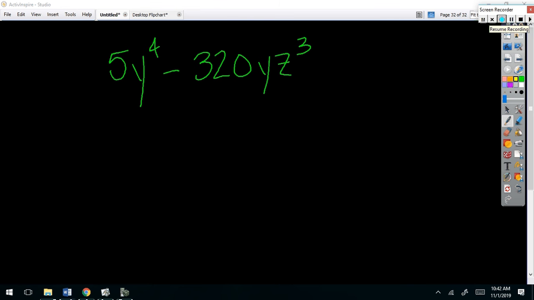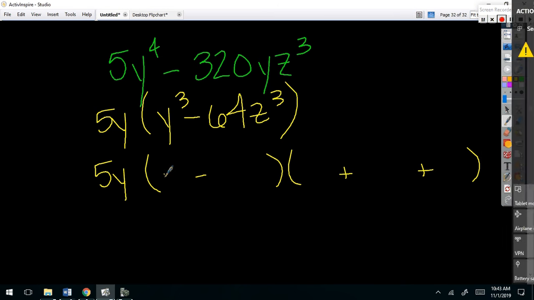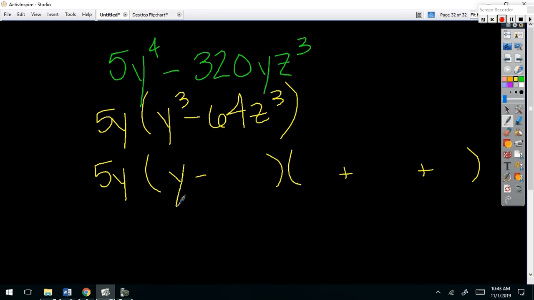What's your GCF? What'd you take out? 5y. What were you left with when you did that? y cubed minus 64 z cubed. I spy a difference of two cubes. And then it is y minus 4z, same change, plus. What goes here? y squared plus 4yz, or zy, doesn't matter, plus 16z squared.